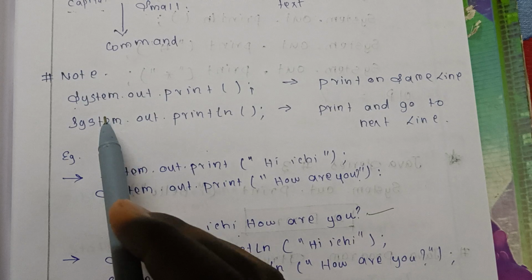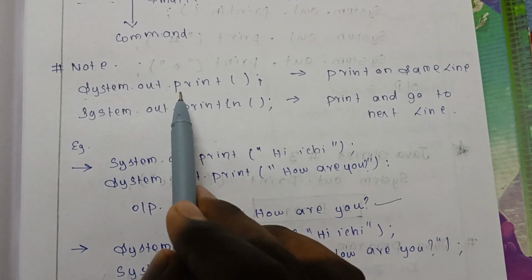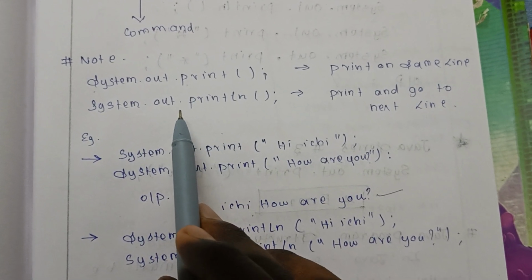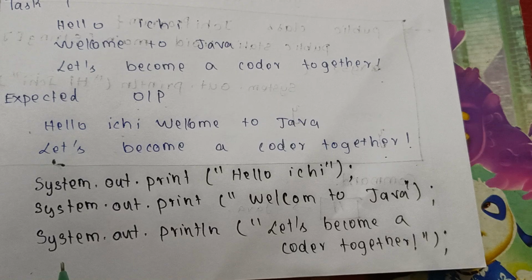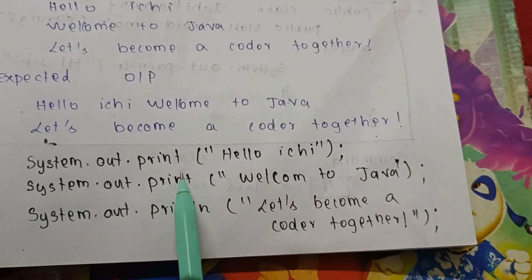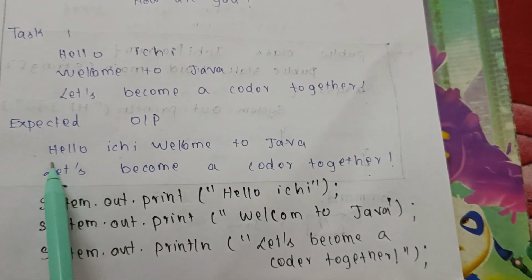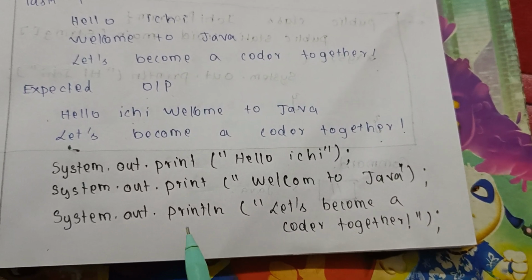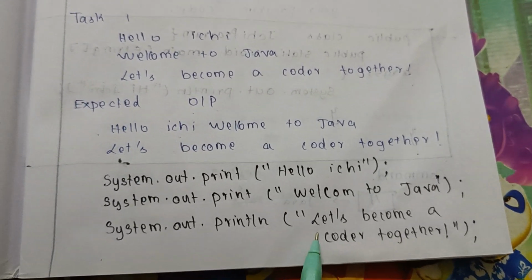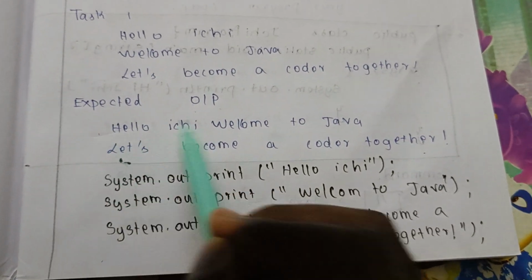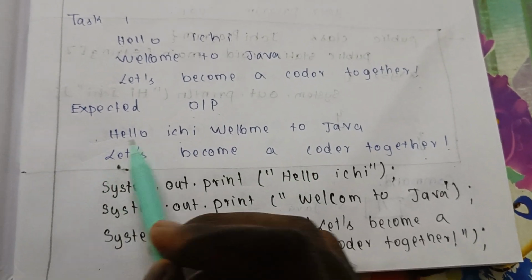If we need two sentences in the same line, we use this, and if we need a separate line, we use this one. So we use System.out.print without ln for the first two, so both are printed in the first line. Then we need the cursor to move to the second line, so we use ln, so this last line will be printed in the second line. Our expected output is: Hello Ichi, welcome to Java in the first line, and let's become a coder together in the second line.